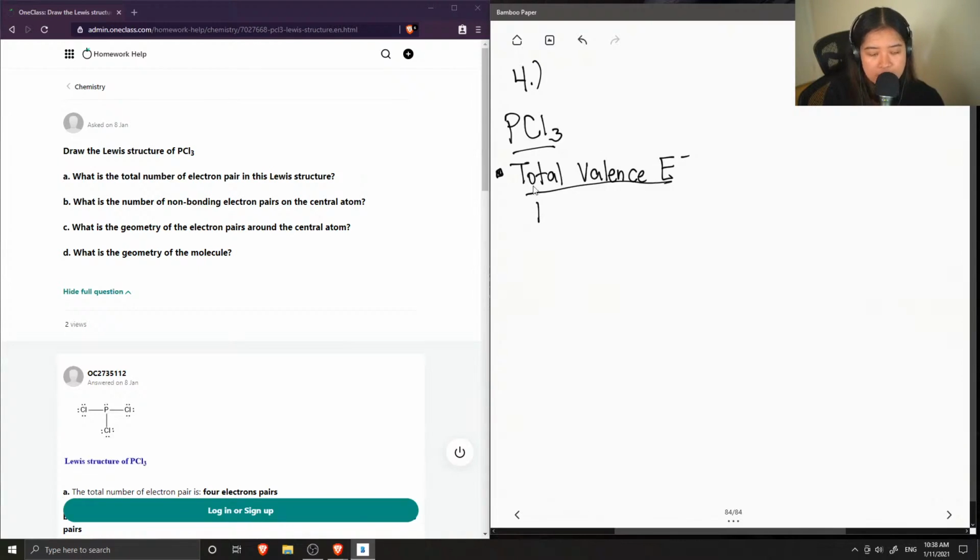In the case of phosphorus, there are 5 valence electrons. In the case of chlorine, there are 7. And since there are 3 chlorine atoms, we multiply this by 3. If we add these up, we get a total of 26 valence electrons. So now let's draw the PCl3 Lewis structure.